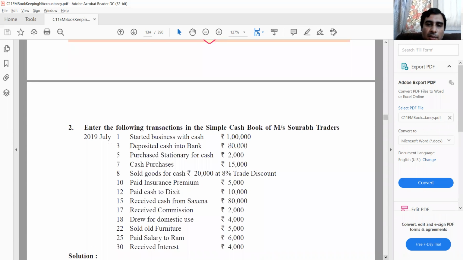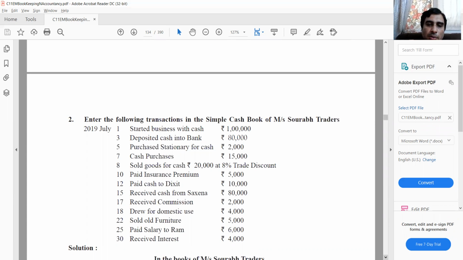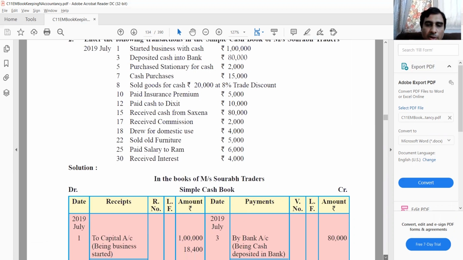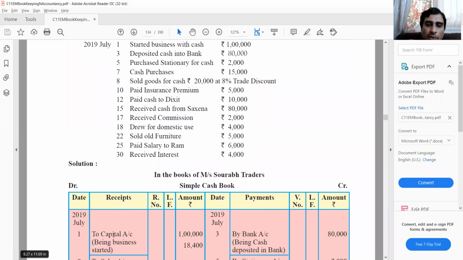Now, this is another example on the same concept, which is on the simple cash book. So take a look. Started business with cash means cash came in, so left hand side. If you see here, it is on the left hand side with this date and with the narration. So it's just like a journal entry. You put the narration after the account name.